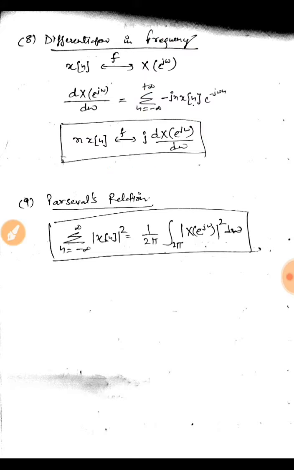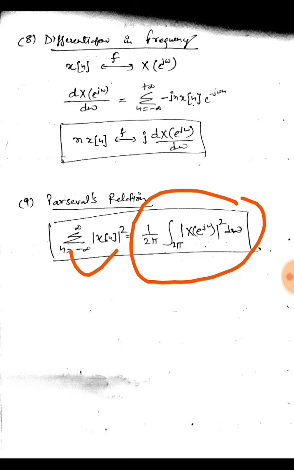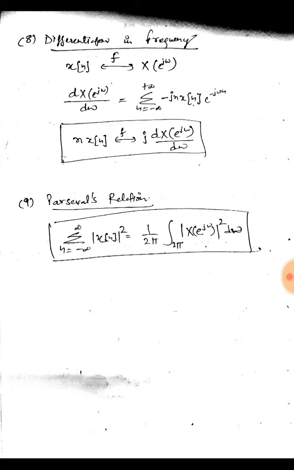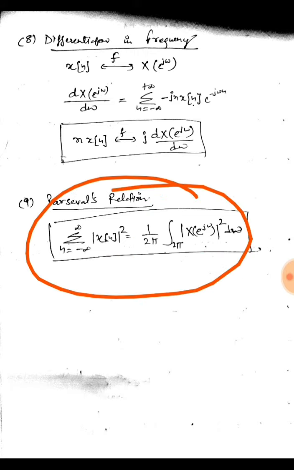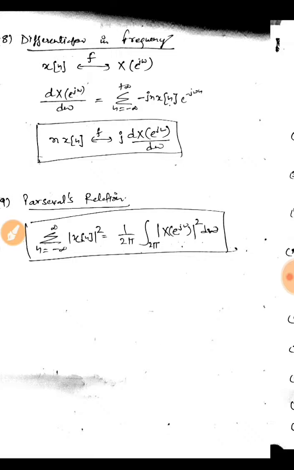Again, the Parseval's relation which we saw in the continuous time Fourier transform: the energy of the signal, that is, the summation of |x[n]| squared from minus infinity to infinity, can be written in the frequency domain as well. It is the integral over the entire frequency range of |X(e^{j omega})| squared d omega. So this is the function to represent the energy in the time and frequency domains.